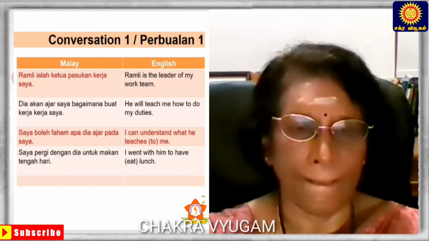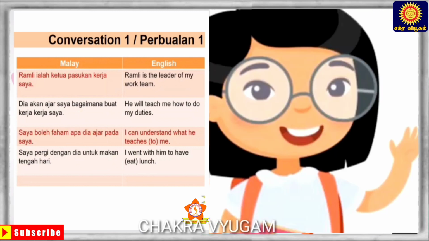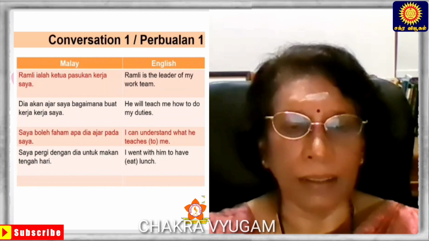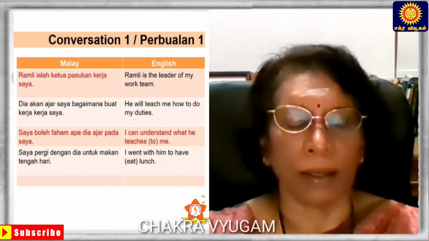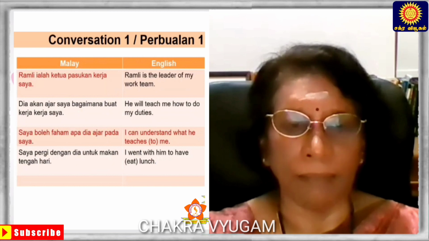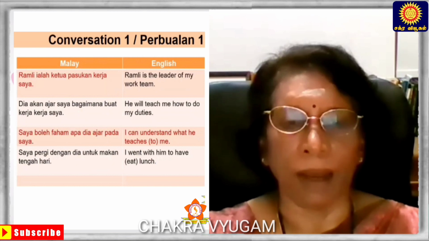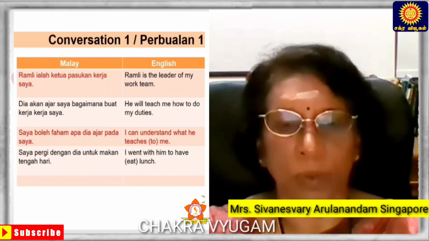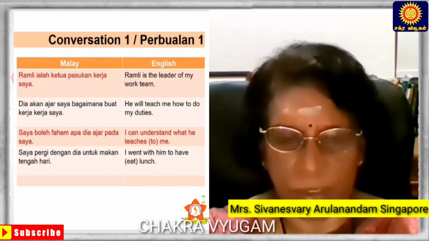Next. Saya pergi dengan dia untuk makan tengah hari. Okay, now here we are using the word dengan, which is with, to link the idea of you and him, all right? And then makan tengah hari. Now makan we know is eat, tengah hari we know is afternoon. So makan tengah hari becomes lunch.